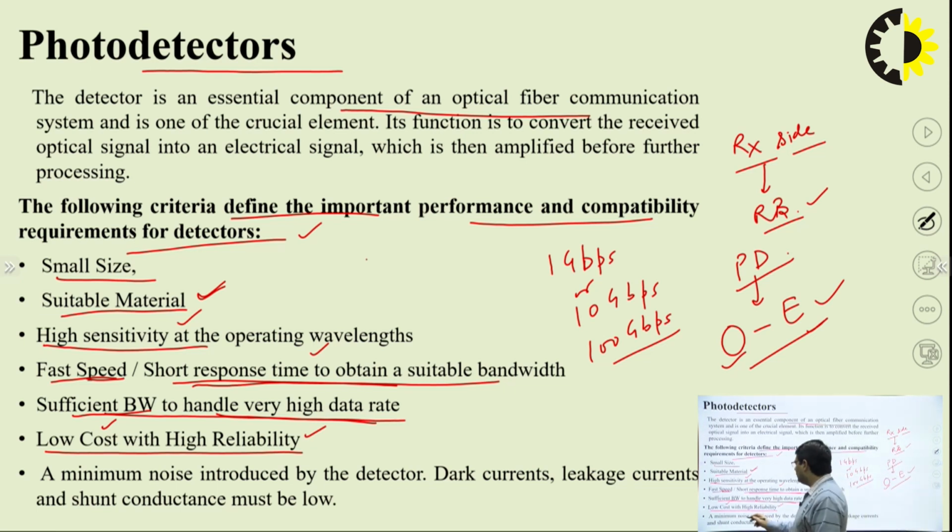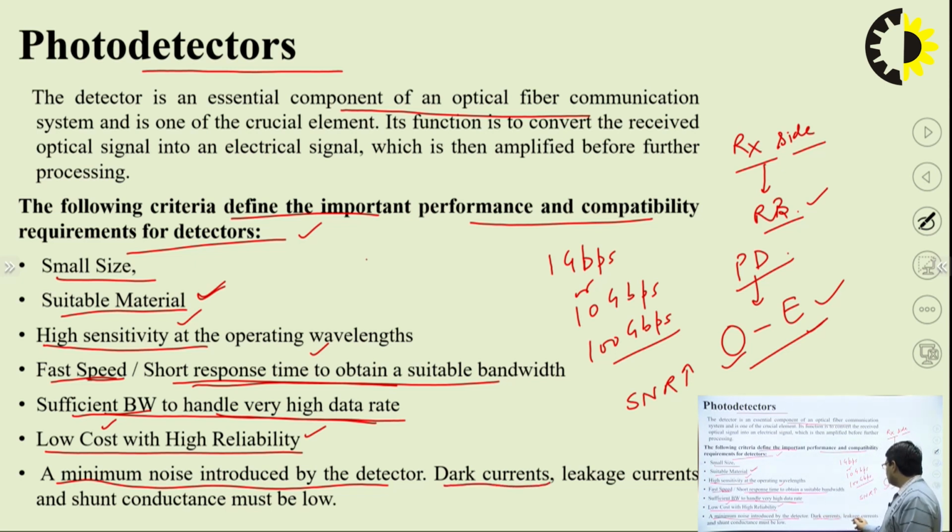Then noise. A photodetector must introduce a minimum noise. The errors or noise generated in the photodetector should be as low as possible, so that we can have a high value of signal to noise ratio. Examples include dark current, surface leakage current, and shunt conductance, etc.